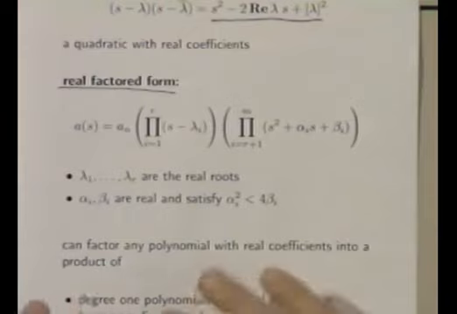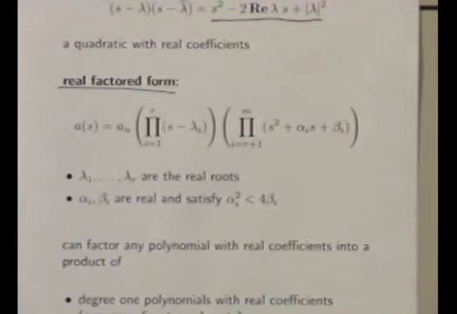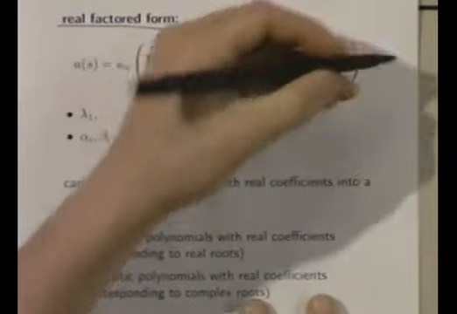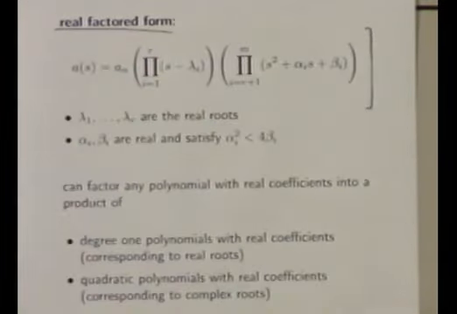Okay. So what's interesting about this is you can take any polynomial at all with real coefficients and you can factor it into a bunch of polynomials which are either degree 1 with real coefficients or degree 2. And in fact, this is going to turn out to be exceedingly important. It's going to explain why we spent a bunch of time on second-order systems.